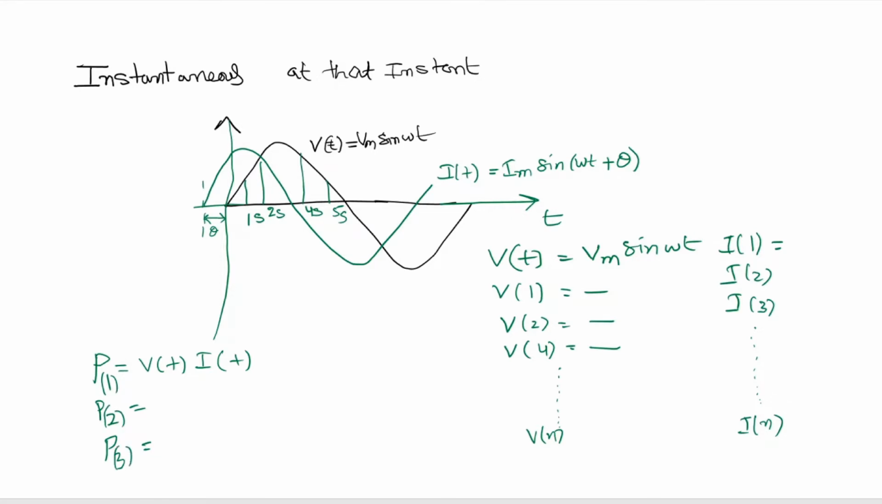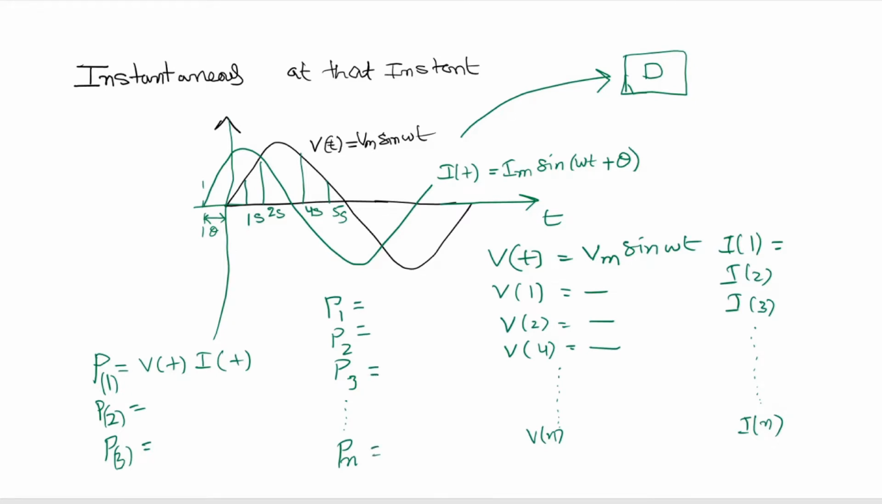Then, if I ask you what is the power consumed by the device, suppose this is the device and you are feeding this current and voltage to this device. How much power is that device consuming? At 1 second it is consuming one power, at 2 seconds another value, at 3 seconds another value. Like that, P1, P2, P3, P4, how many values will you get? Pn, n number of values. N may sometimes be infinity also. That's why you can't tell the power like this, instantaneous power.